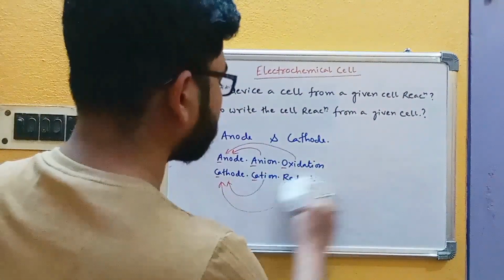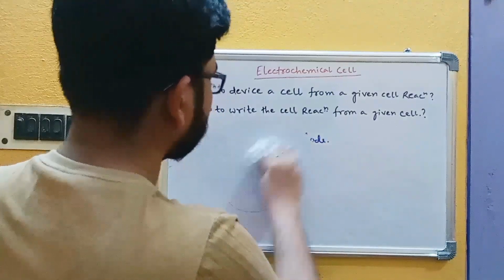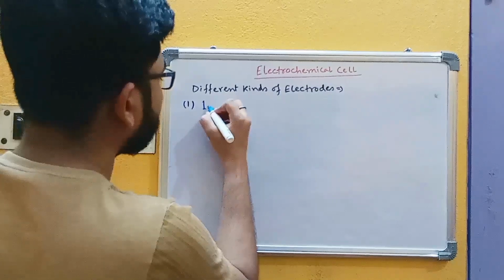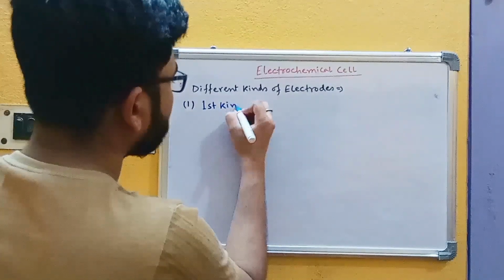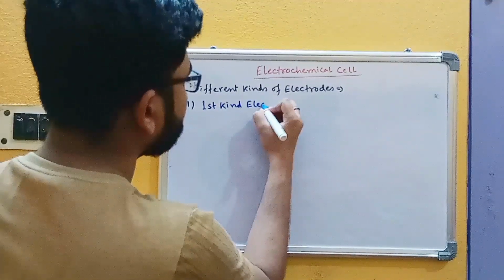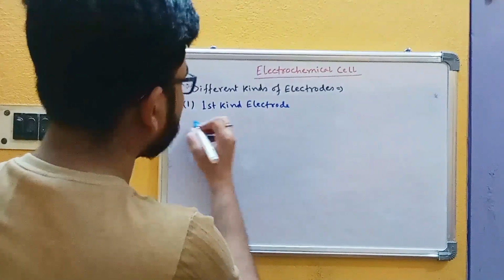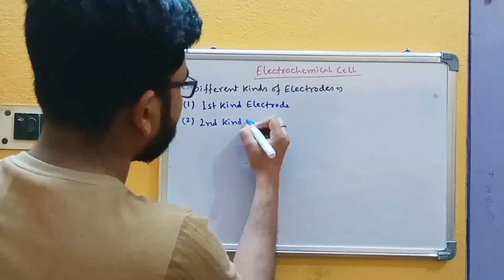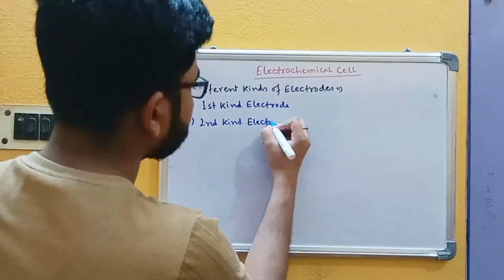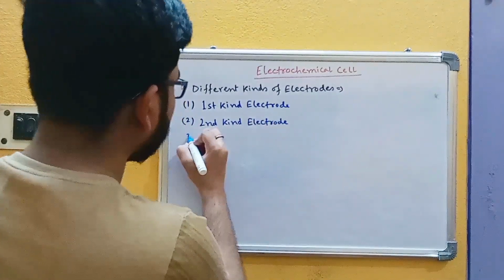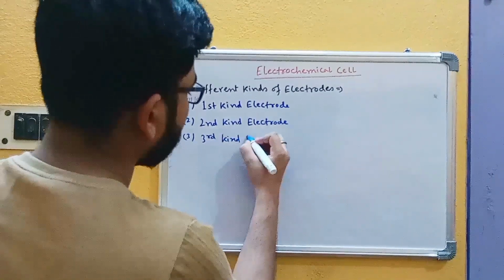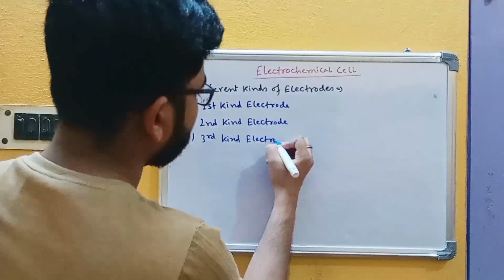Now we will discuss different kinds of electrodes. So there are three kinds of electrodes, that are first kind electrode, next second kind electrode, and third kind electrode.